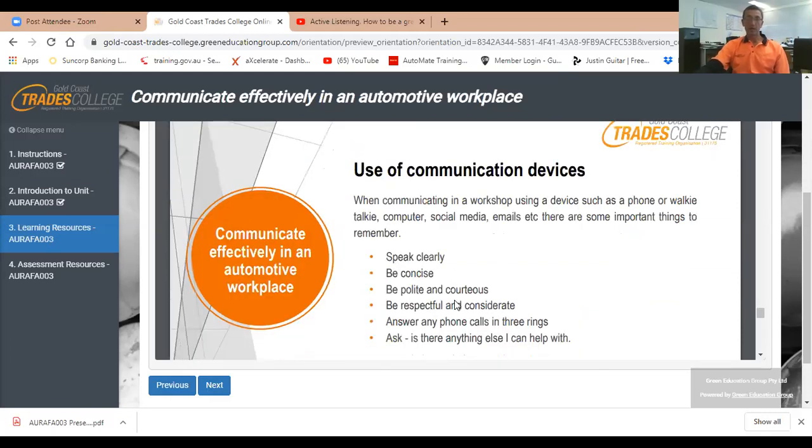So how would we use those sorts of devices? You've all been to a train station, no doubt, and you've heard somebody use a loudspeaker, which is a communication device. And you'll often find on those train platforms it's very hard to hear the person speak. For whatever reason, they either don't speak clearly or the system is not conducive to good broadcasting of the message. So when you do use any communication device, make sure you speak really clearly. Make sure you're concise. Make sure you're polite and courteous. Make sure you're respectful and considerate.